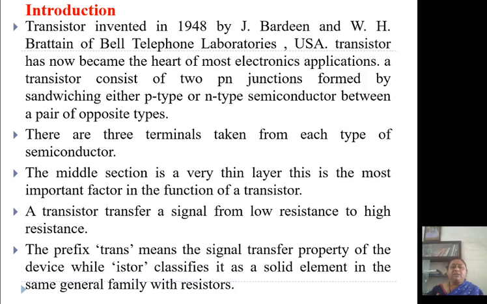A transistor transfers a signal from low resistance to high resistance. The prefix trans means the signal transfer property of the device, while istor classifies it as a solid element in the same general family with resistor.